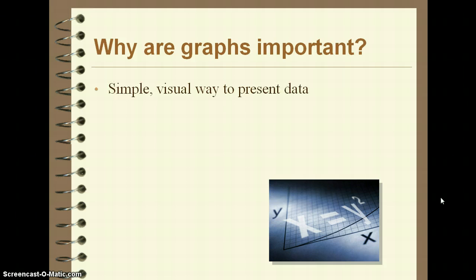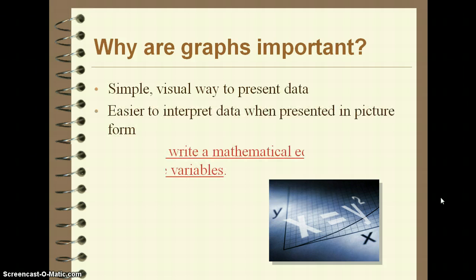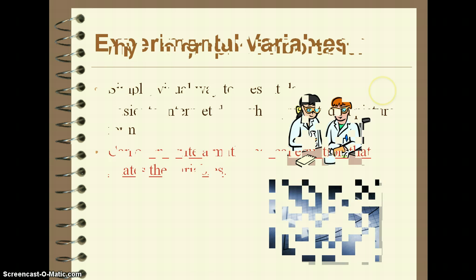So why do we need graphs? Graphs are a simple way to present data. When we have a list of data in a table, it's difficult to figure out the pattern. So when we graph the data, we're able to see whether it's a linear relationship, some type of an exponential or power relationship, or maybe we have an inverse relationship, or maybe even a square root relationship. So when we graph the data, we're able to see the relationship much better. And after we've created the graph, we can try to come up with a mathematical equation that relates the variables together.